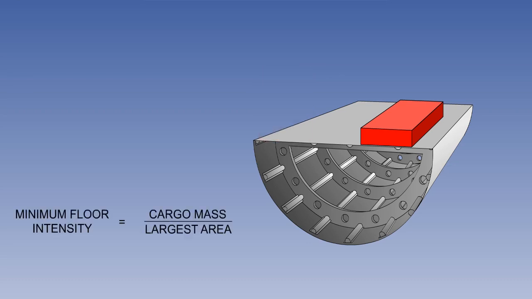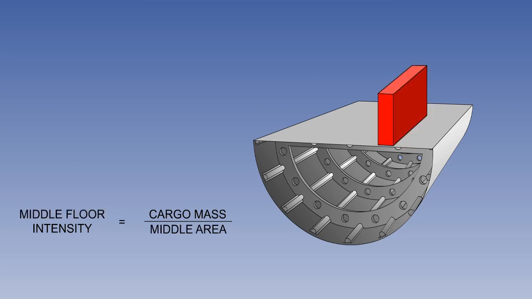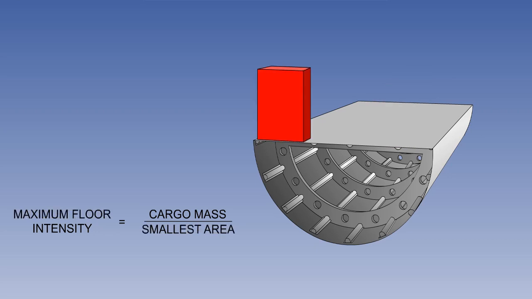On screen, we can see that the minimum floor intensity is achieved by dividing the cargo mass by the largest area, and the middle floor intensity is achieved by dividing the cargo mass by the middle area, and the maximum floor intensity is achieved by dividing the cargo mass by the smallest area.